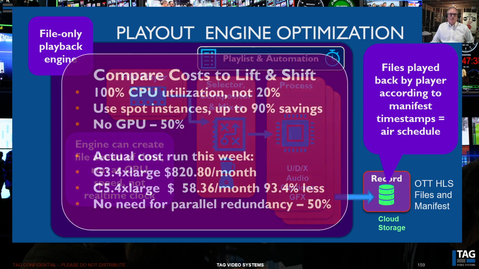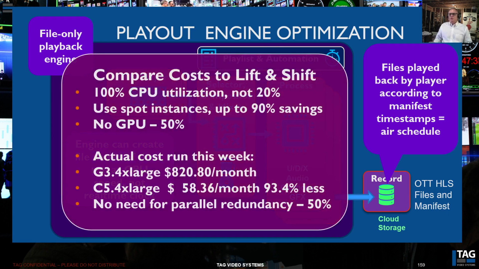So if I compare the costs here, I'm going to get 100% CPU utilization, not 20%. I'm going to use spot instances. That's going to save me up to 90% over paid for instance, full reserved instances. I'm not going to use a GPU. That's going to save me another 50%. And you multiply these by themselves, well, a G3.4xlarge is going to cost $820 a month to run. A C5.4xlarge, only using 20%, so running a fifth of the time, is going to cost $58 a month. That's 93.4% savings. And I can cut that again in half by not needing parallel redundancy.